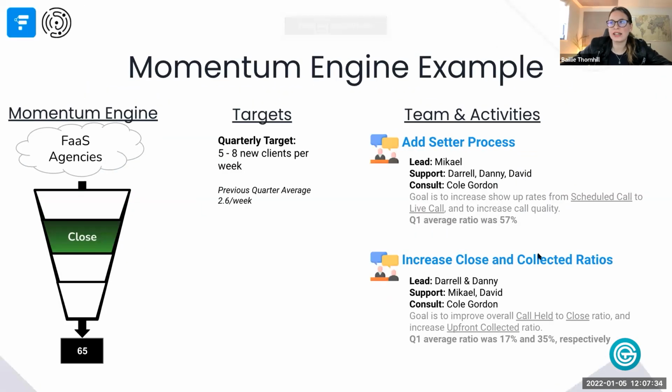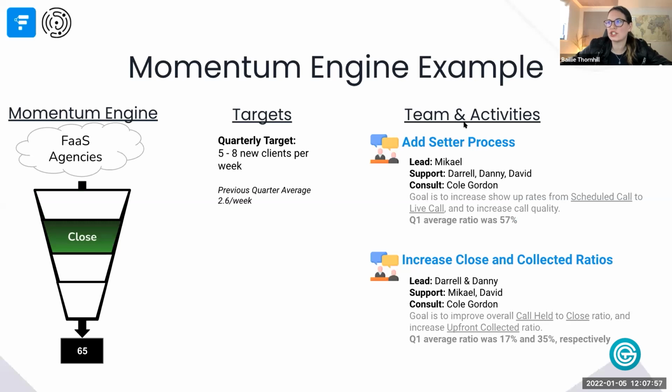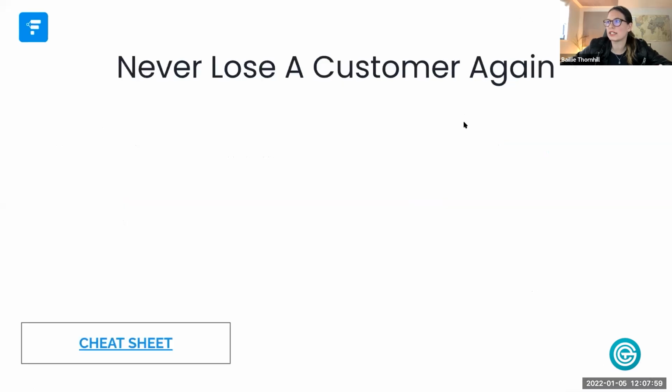And so when you're setting this up, you just want to understand for the attraction stage, what are the targets that we're looking to achieve? This is just an example that I pulled from our Funnelytics. Who's going to be the lead? Who's going to support that person? What is the goal that they're looking to achieve? So these are the stage, the targets, teams, and activities. And you do this for each and every single stage. You get really clear on how that works.